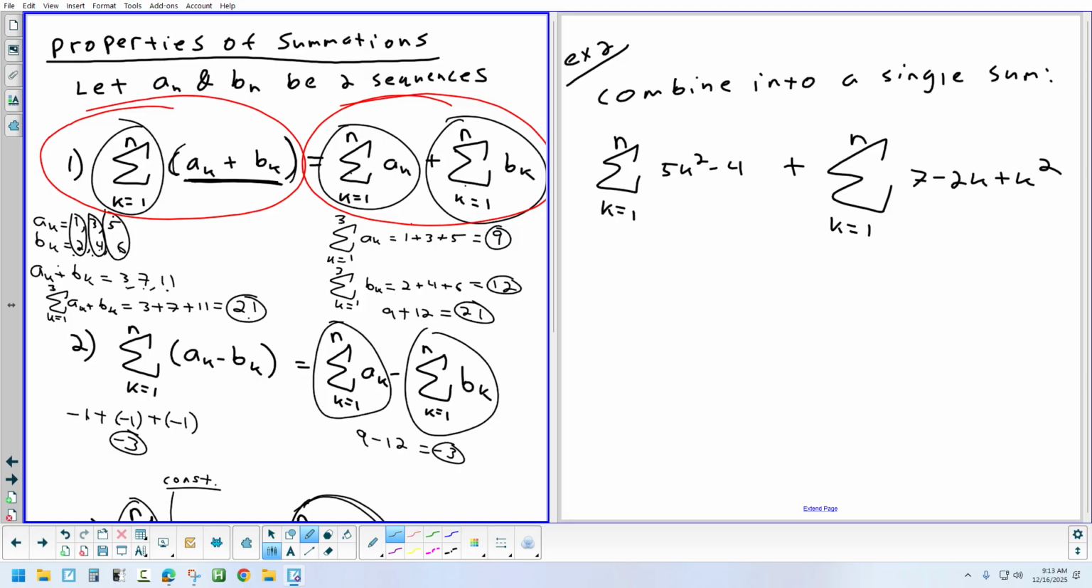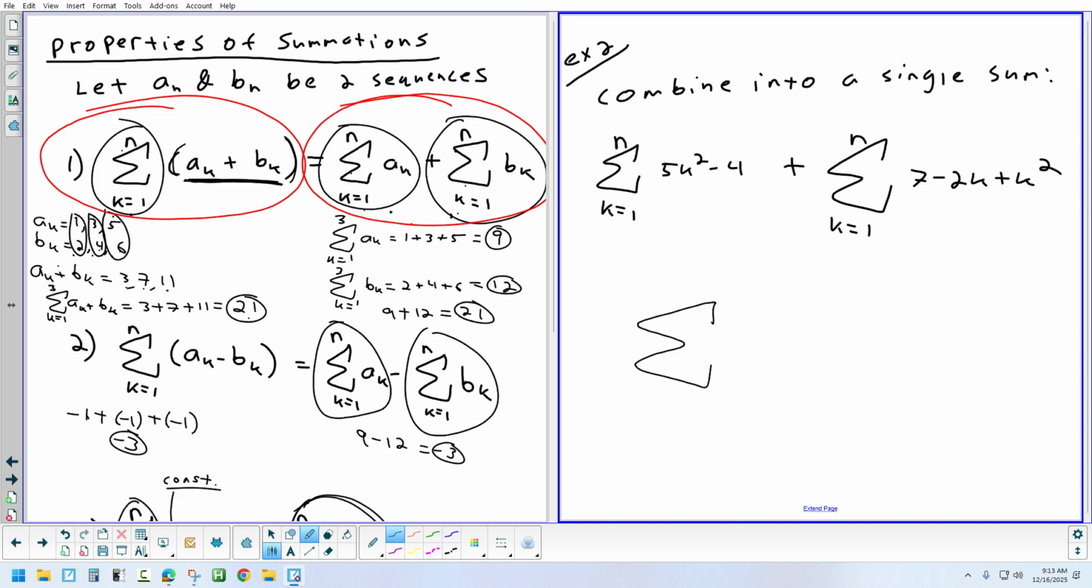Notice when you have multiple sums, they each start at the same number. They each stop at the same number. And when you combine them back together, the number you put at the bottom is the same that you had before, and the number you put at the top is the same one you had before. So when we combine these into a single sum, what's going to go in the bottom? K equals 1. What's going to go in the top? N. That has to match what the original problem had.